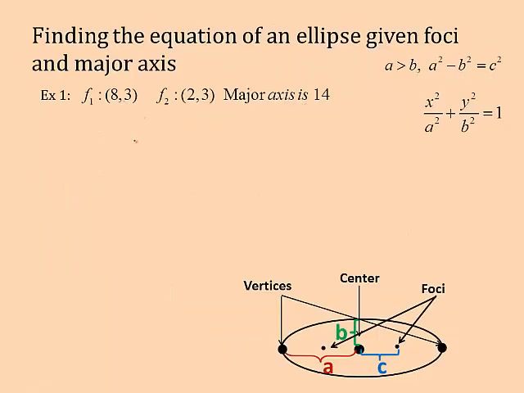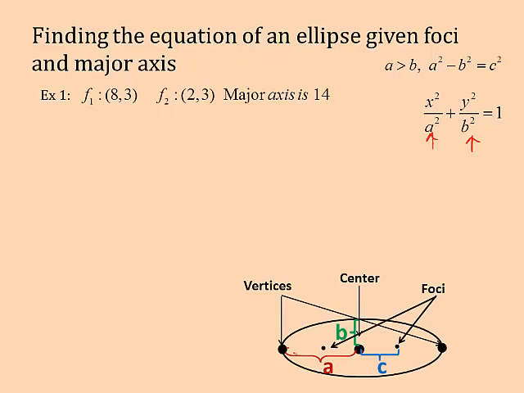Okay, so we're looking to find the equation of an ellipse given the foci and the major axis. All right, so let's look at this. To find the equation, we need to know what A is and we need to know what B is, right? C can help us get there, but it doesn't always have to be known. Now let's look at our picture down here with our definitions. What is A, B, and C? A is the distance between the center and the vertice.